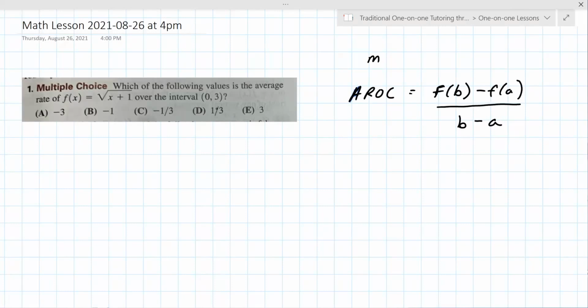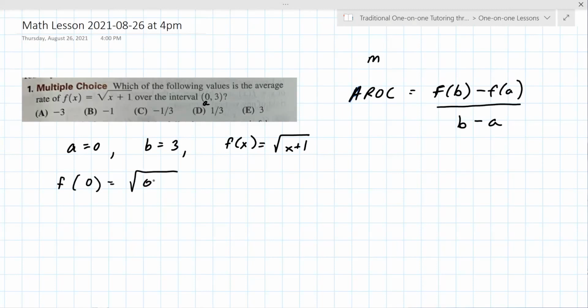So your a is 0. Your a equals 0. Your b equals 3. And your f of x is the square root of x plus 1. So we need to plug all those in. You just plug all those in, basically. Yeah, we need to find f of 0.